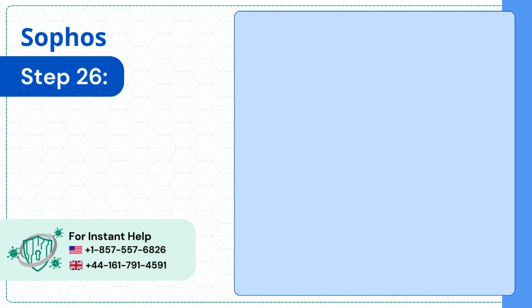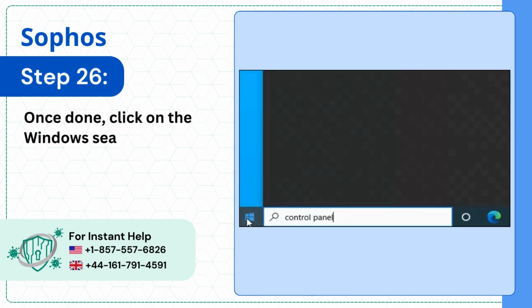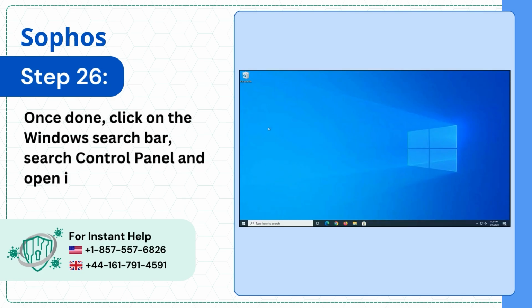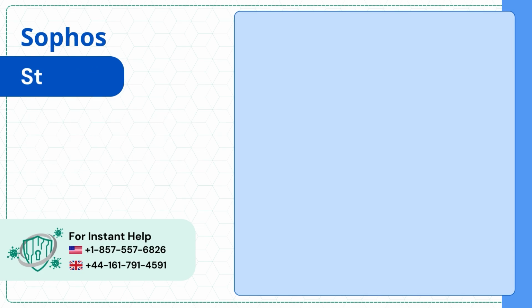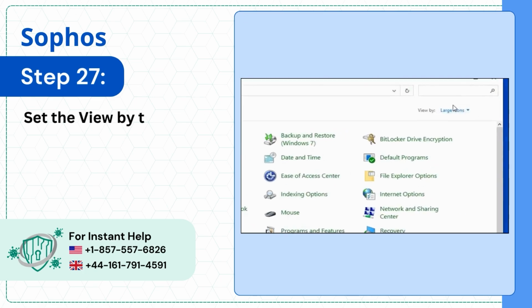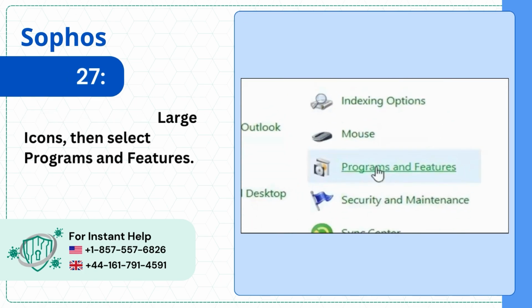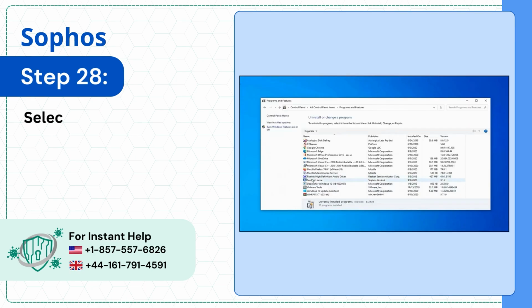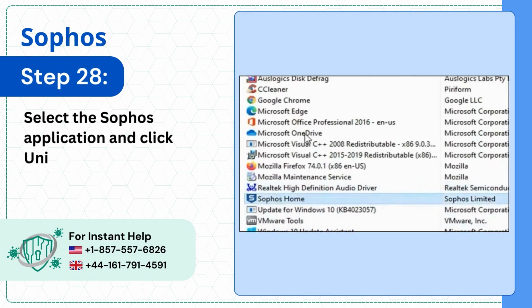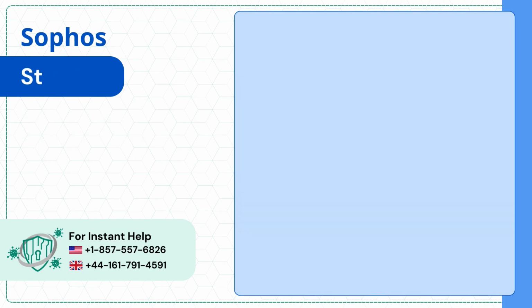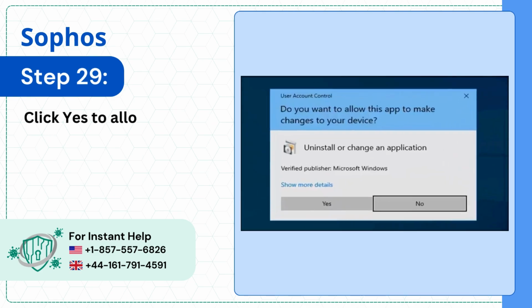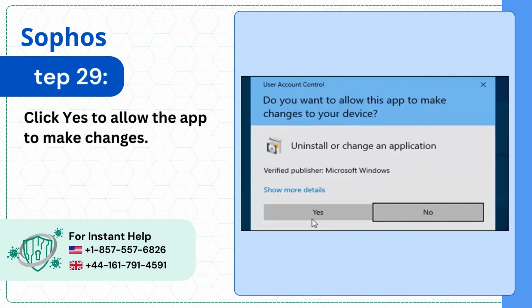Step 26. Once done, click on the Windows search bar, search Control Panel and open it. Step 27. Set the view by to large icons, then select Programs and Features. Step 28. Select a Sophos application and click Uninstall. Step 29. Click Yes to allow the app to make changes.